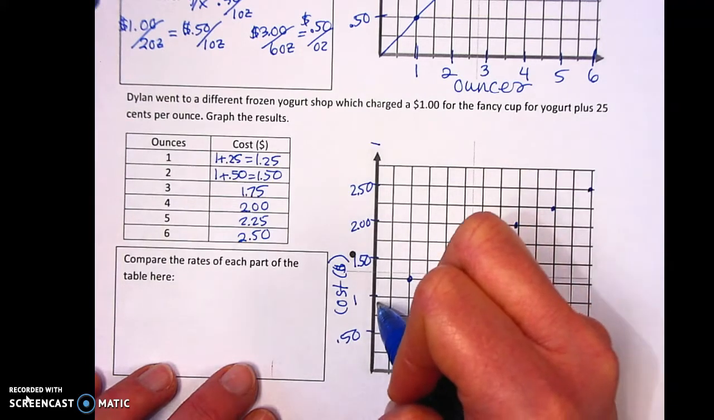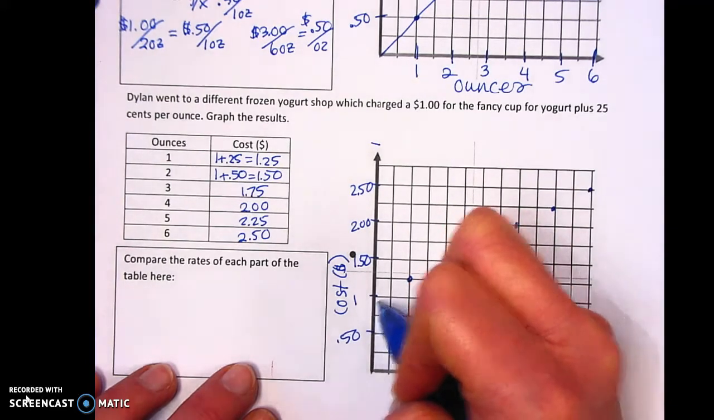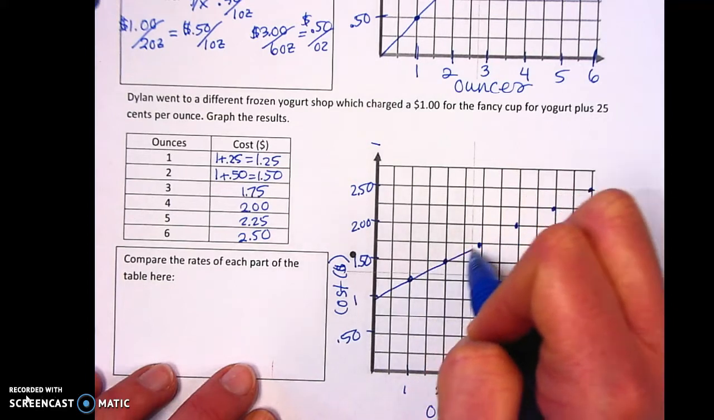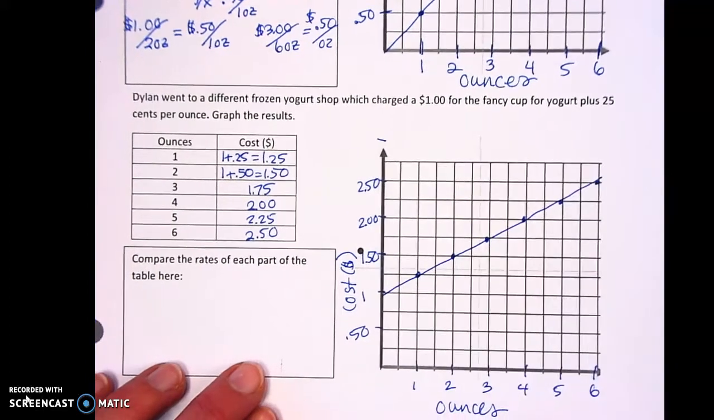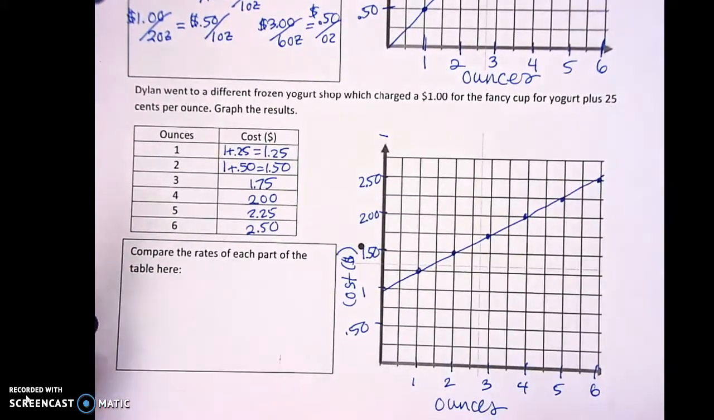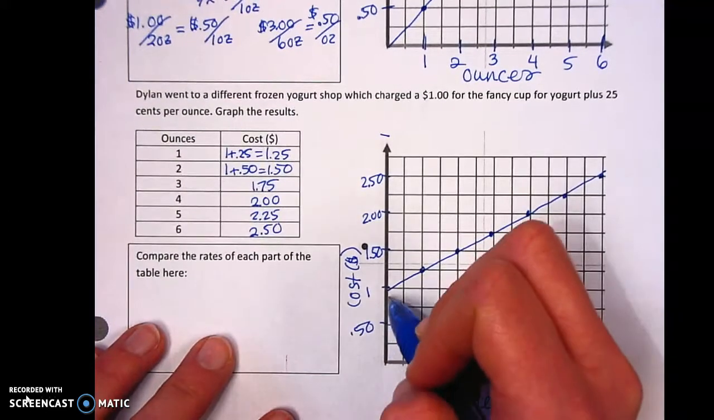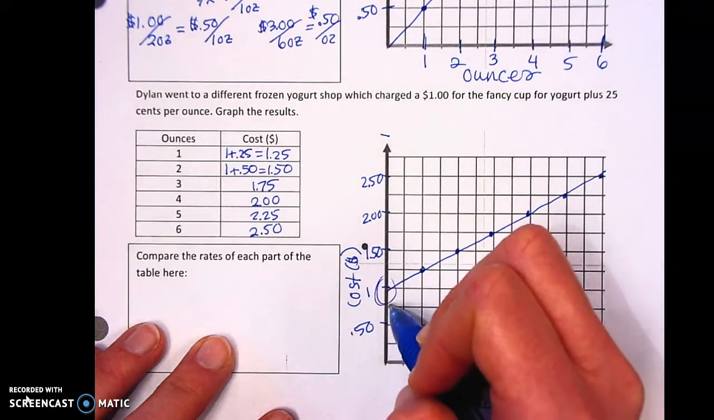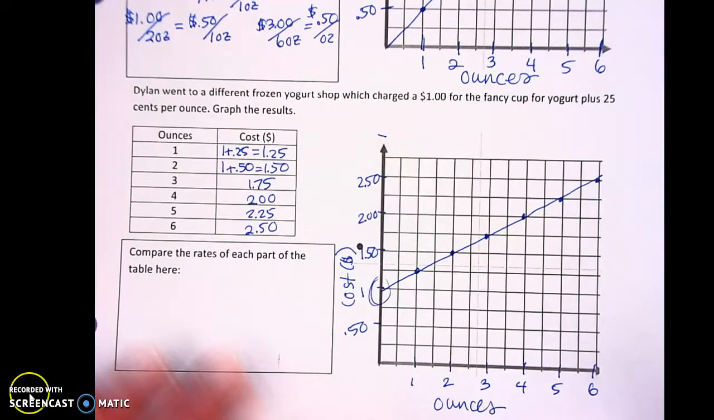And draw that line. Feel free to draw the line all the way to the y-axis, even though we don't have a point there. However, it's important to notice that if Dylan went to the store and just wanted to buy this fancy cup for $1, well, buying 0 ounces right here would still cost him $1, because he's paying $1 for the cup.